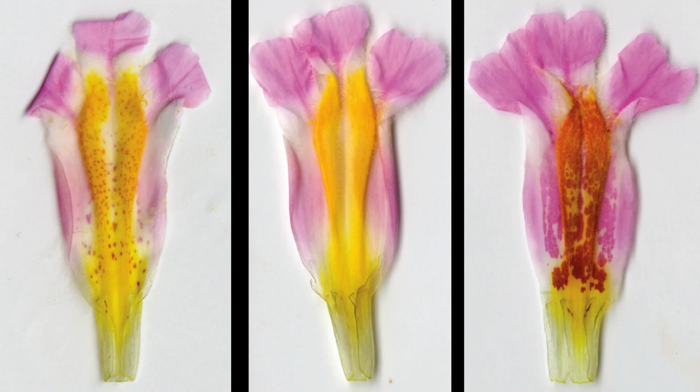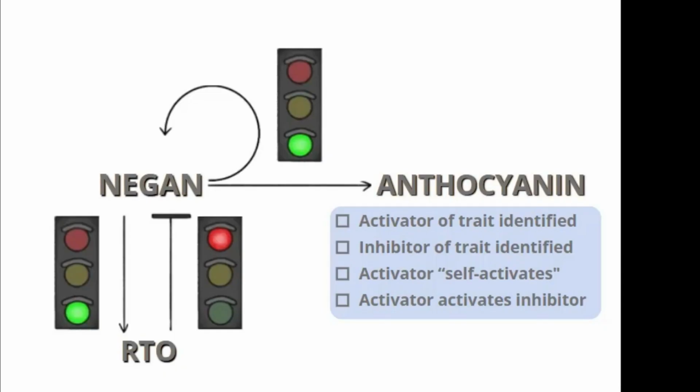As on the left of the figure, both activator and inhibitor are present, resulting in normal spots. While in the middle figure, no activator is present, so it leads to no spots. On the right side of the figure, there is no inhibitor, which resulted in expanded spots. As shown in the figure, the analogy of a traffic light can help us better understand the activator-inhibitor pair concept of NEGAN and RTO transcription factors that fit the predictions made by the reaction-diffusion model.